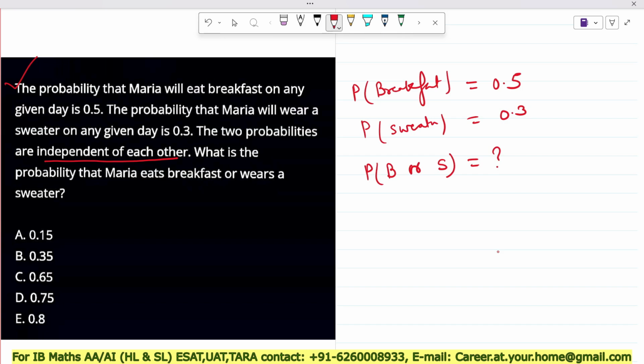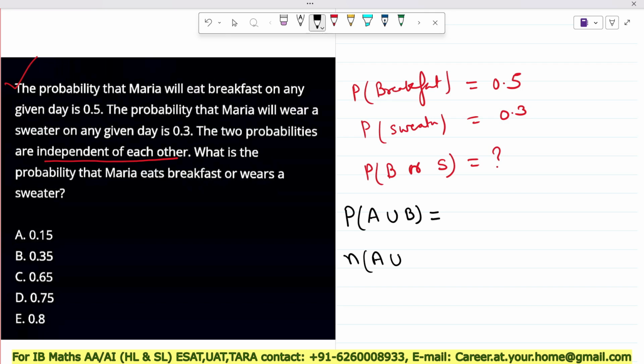So essentially, eating is 0.5, wearing is 0.3. Eats breakfast or wears a sweater. Do you know the probability of A union B? Do you know any formula for the probability of A union B? No, I don't.